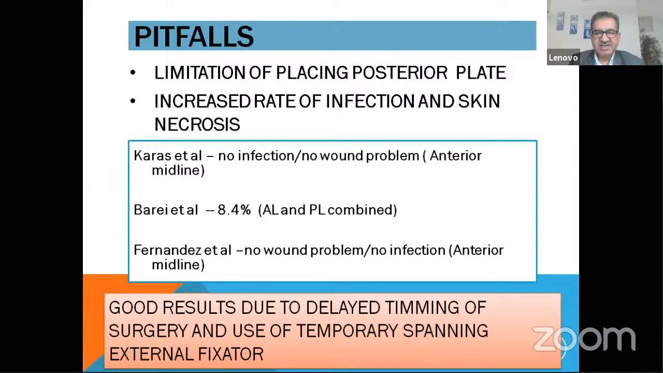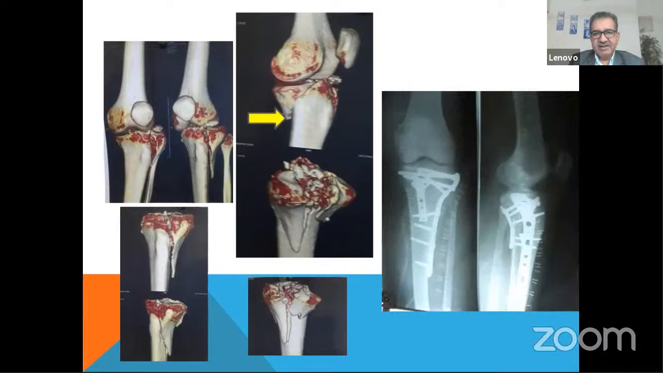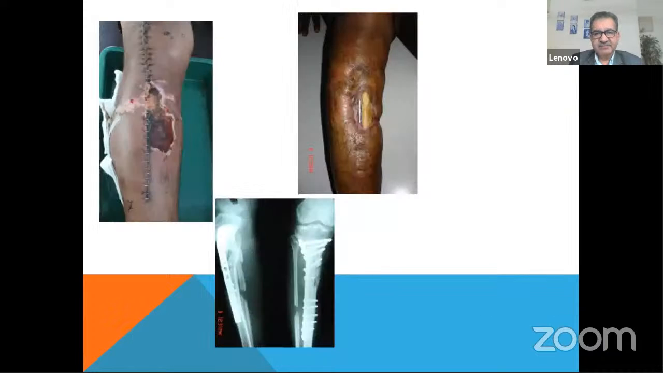So you have better assessment of the soft tissue. And once the soft tissue heals, probably after 10 days, if you go for this, you don't have much complications or infection or skin necrosis. As you can see, this patient has a posterior apex, and you cannot do anterior midline approach in this fracture. And this has to be done by a dual approach, as already discussed.